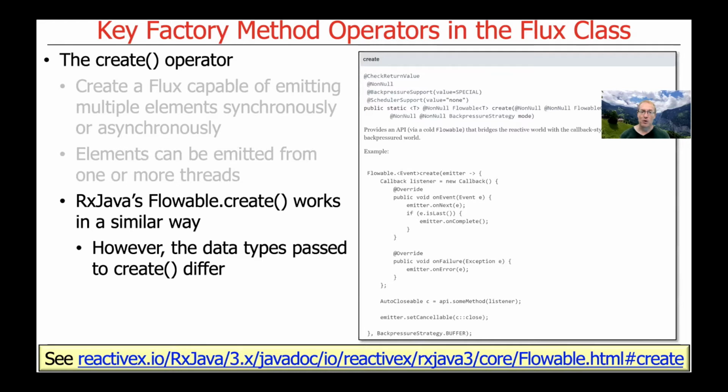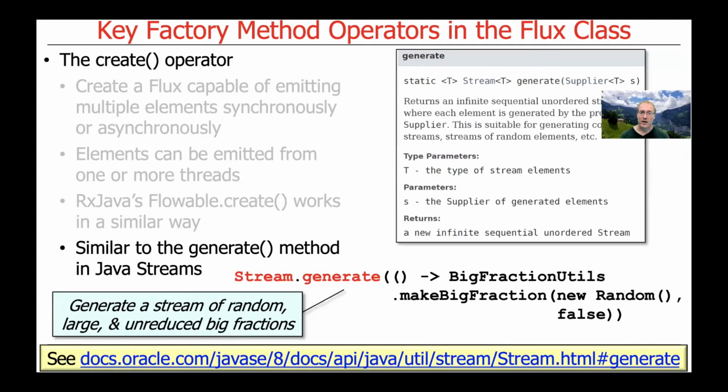There's a similar create method that's part of RxJava in its Flowable class, and it works very much like the create method on Flux. However, the parameter types are a little different. Instead of passing in a FluxSink, as we do for Flux.create, this passes in some type of emitter. It's not important for the moment, but just be aware that there are some differences in the type system, which can be a little bit confusing if you try to port your code back and forth between RxJava and Project Reactor. These create methods are also very similar to the generate method that's defined in Java streams.